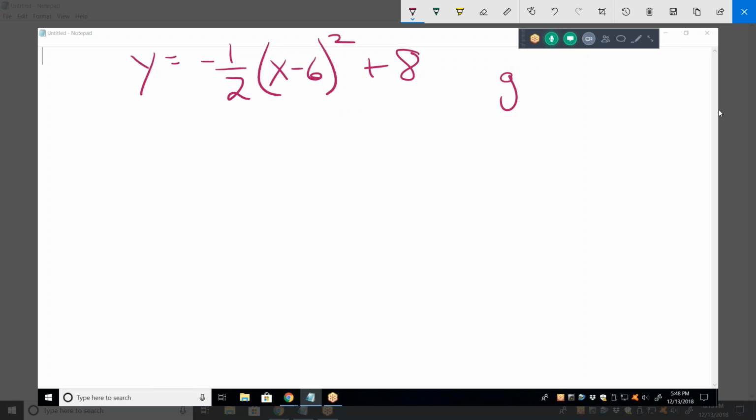I remember the term parent function, but I just can't. It's the most basic function without any of those transformations. So here are your transformations: there's 1, there's 2, there's 3, there's 4. Take all of them away and you have your parent function.